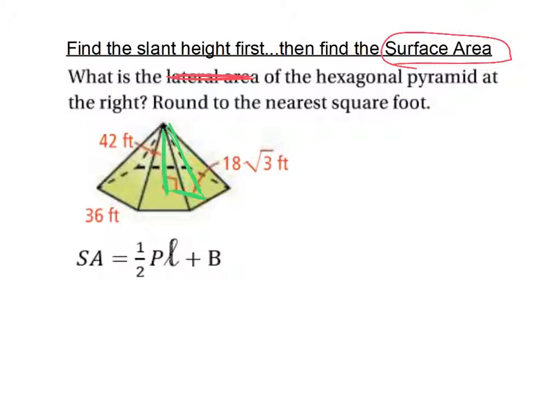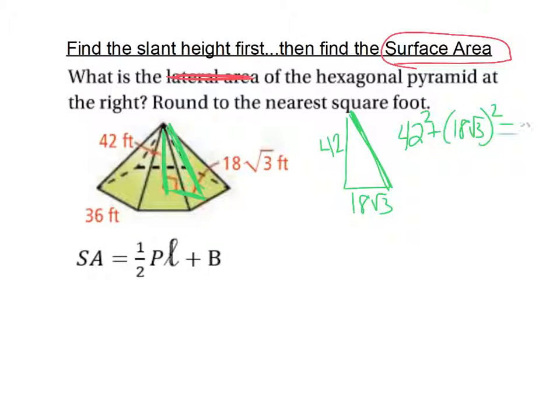And I know two of those sides. In that right triangle, I know this is 18 root 3, and I know this is 42. I'm going to do Pythagorean Theorem, and that's going to find this slant height for me here. So 42 squared plus 18 root 3 squared equals c squared. Now, I'm actually going to probably do the 18 root 3 first. So in my calculator, I'm going to do 18 times the square root of 3 and press enter.